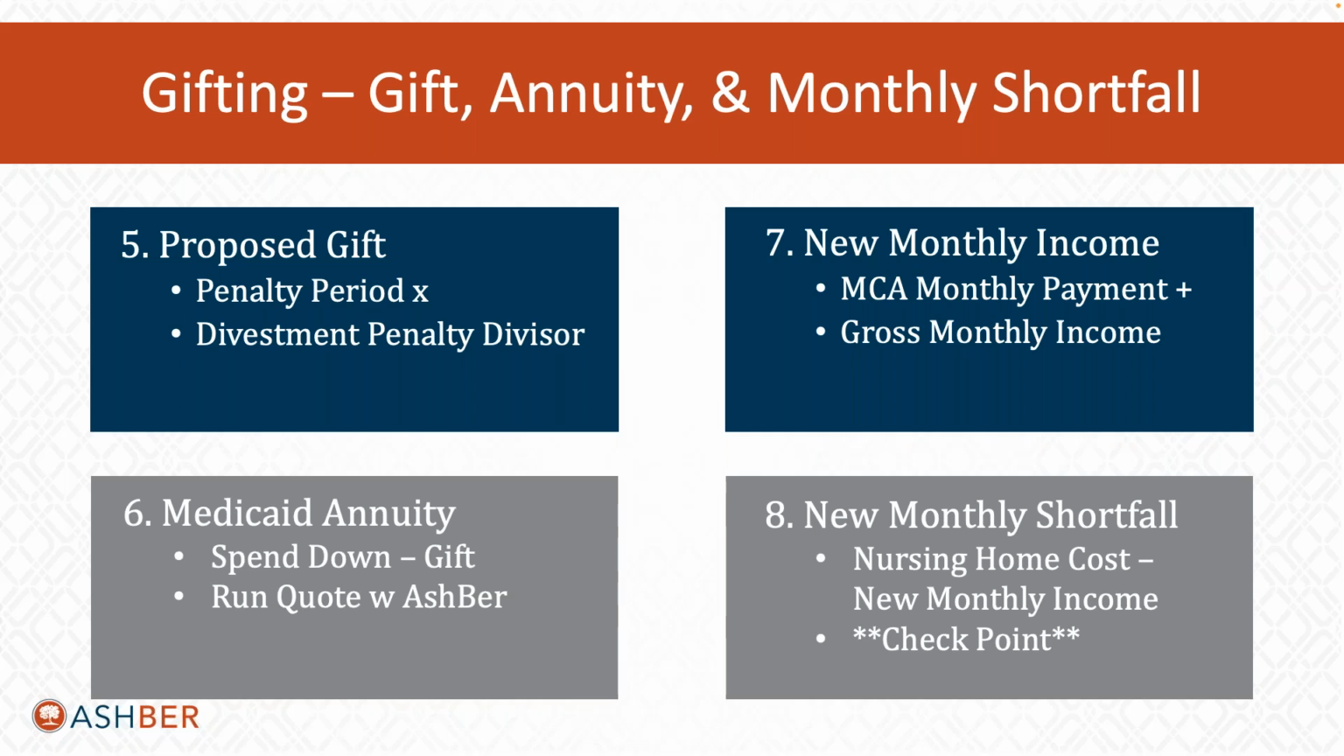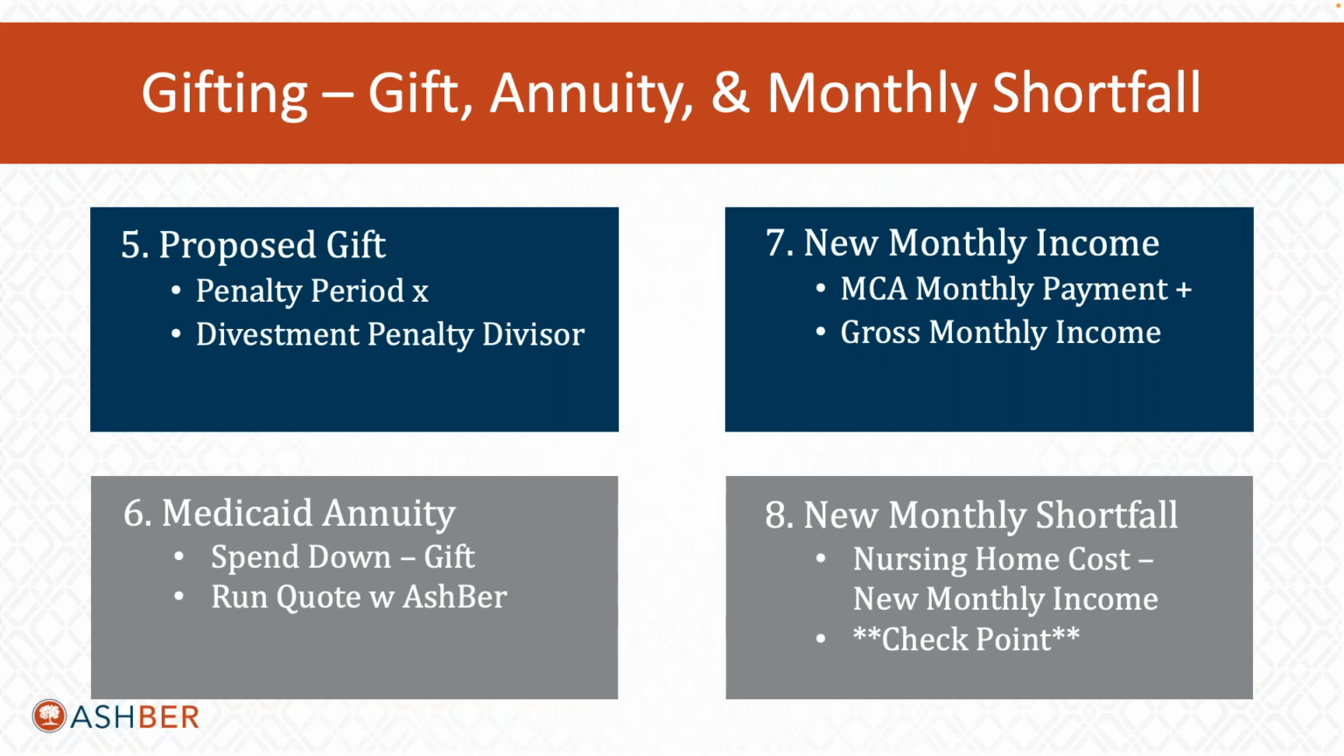And then at that point, you would run a quote through our office to establish what the new income is, or what the monthly income payment is going to be from that annuity. And you always want the term of that Medicaid annuity to be consistent with the penalty period. So if you have a 5-month penalty, almost always you're going to have a 5-month annuity term. So when we get to the new monthly income, that's simply taking the original gross monthly income and adding the Medicaid compliant annuity payment there to get our new monthly income.